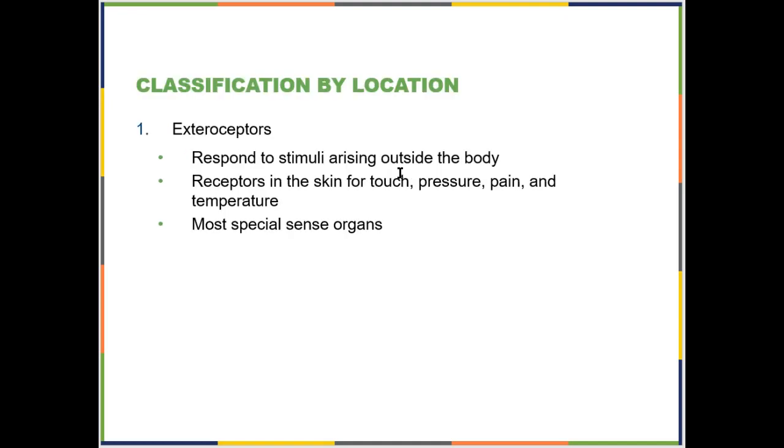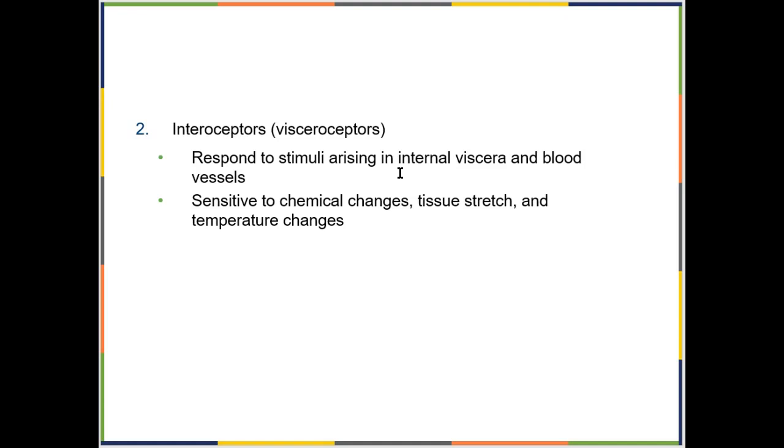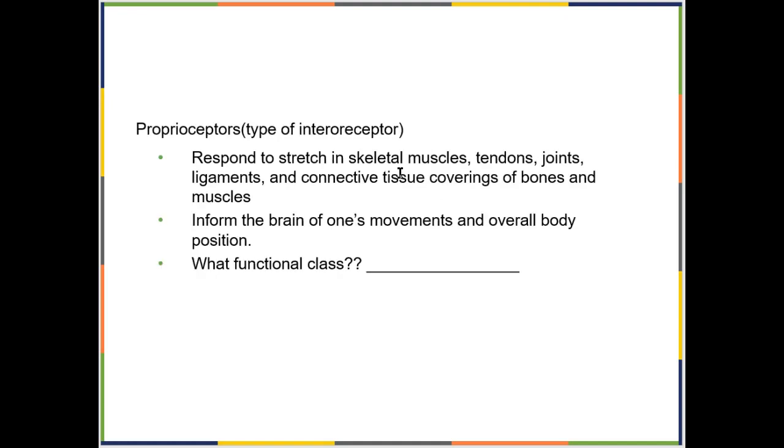Let's see. Then we move on to classifying the receptors by their location. So commit this definition to memory, commit that definition to memory. Then we get on to another special slide, or special type of receptor called the proprioreceptor. This, as it says here, is a special type of interoreceptor.